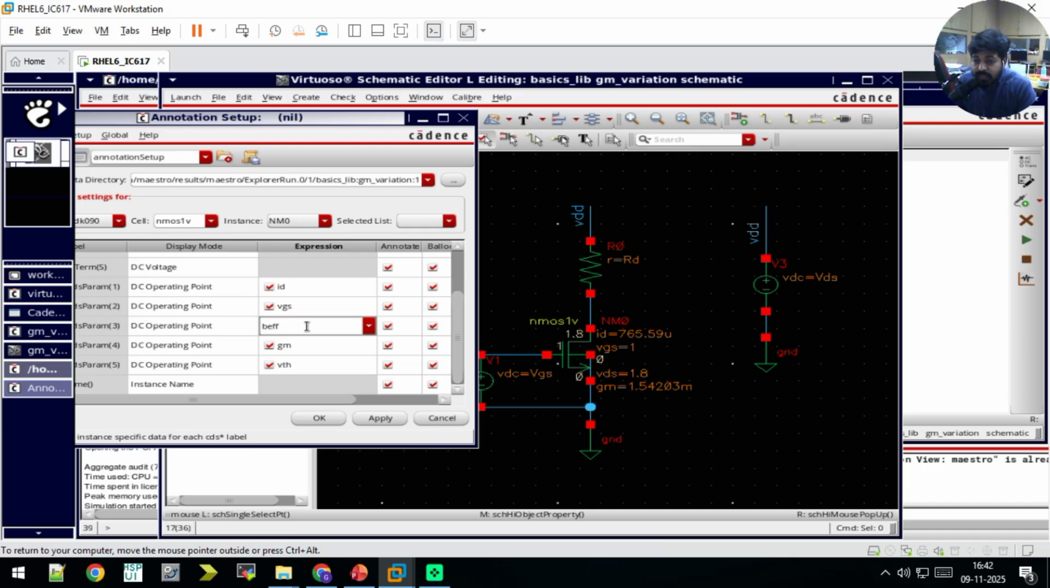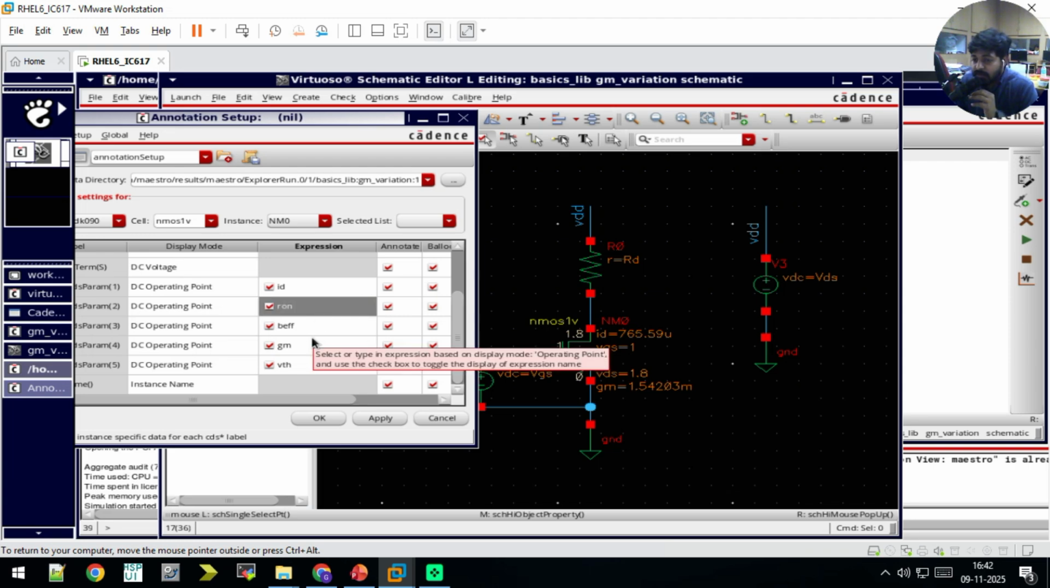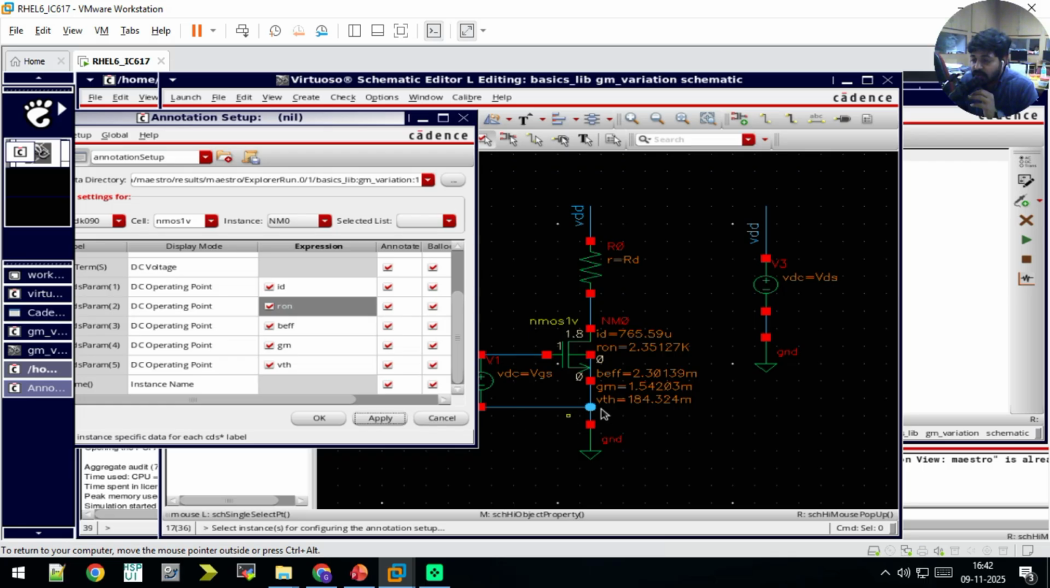So let me take the beta effective, and I just need the R on also. So these are the three parameters required to calculate the current. Where do we use the parameters? We'll discuss one by one and give a play. So automatically these parameters are going to be shown over here.